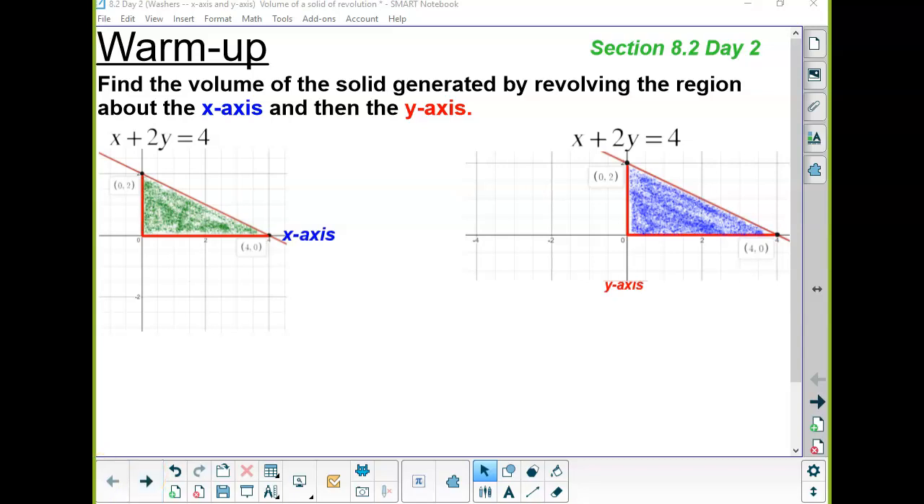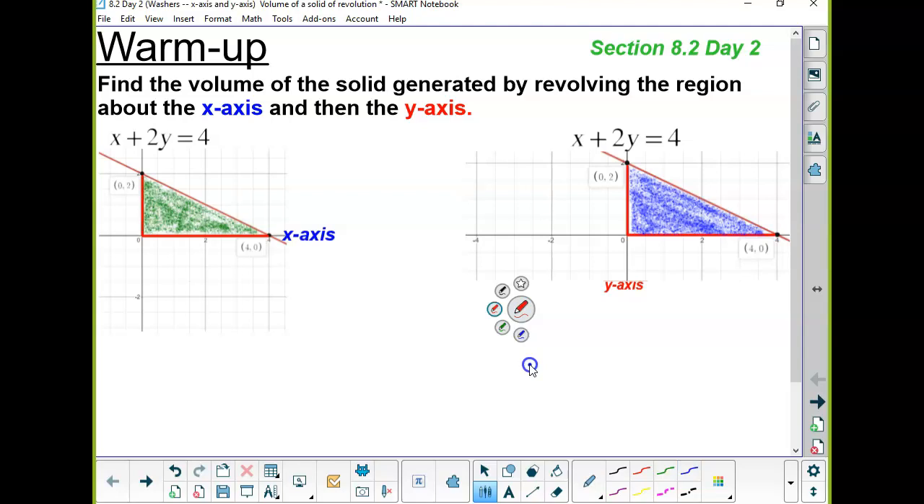So the big idea here with the warm-up is let's think of what we know already. We know how to find the area between curves, right? And that was the integral of the function's top minus bottom, or however it was set up. Well, now if we have volume, volume is the accumulation of the area all added together. But we have to think of this very creatively.